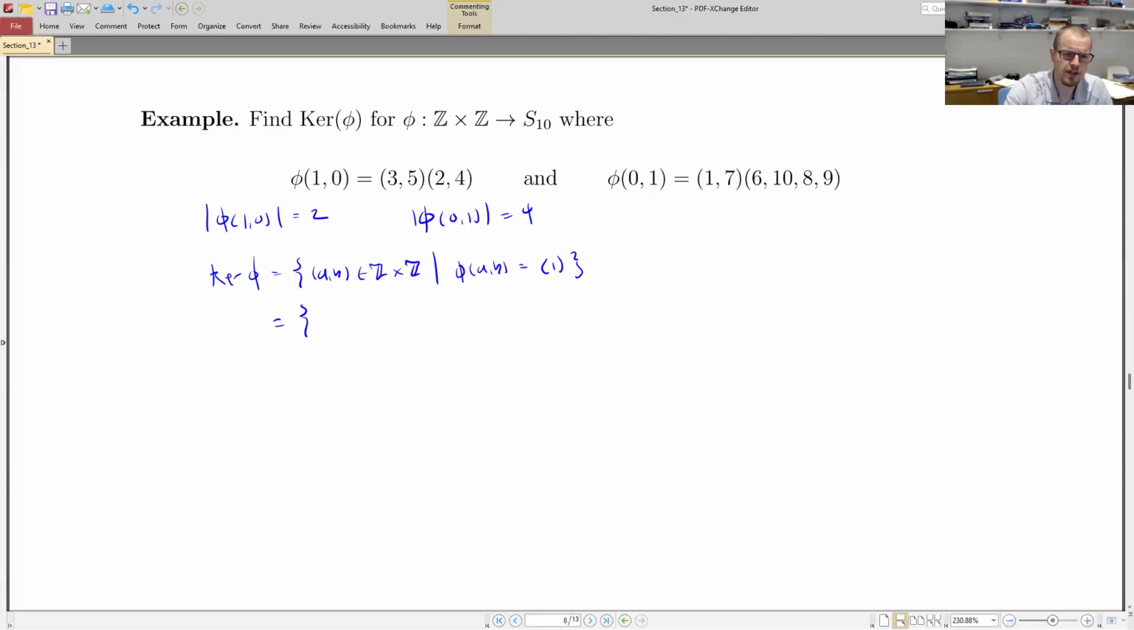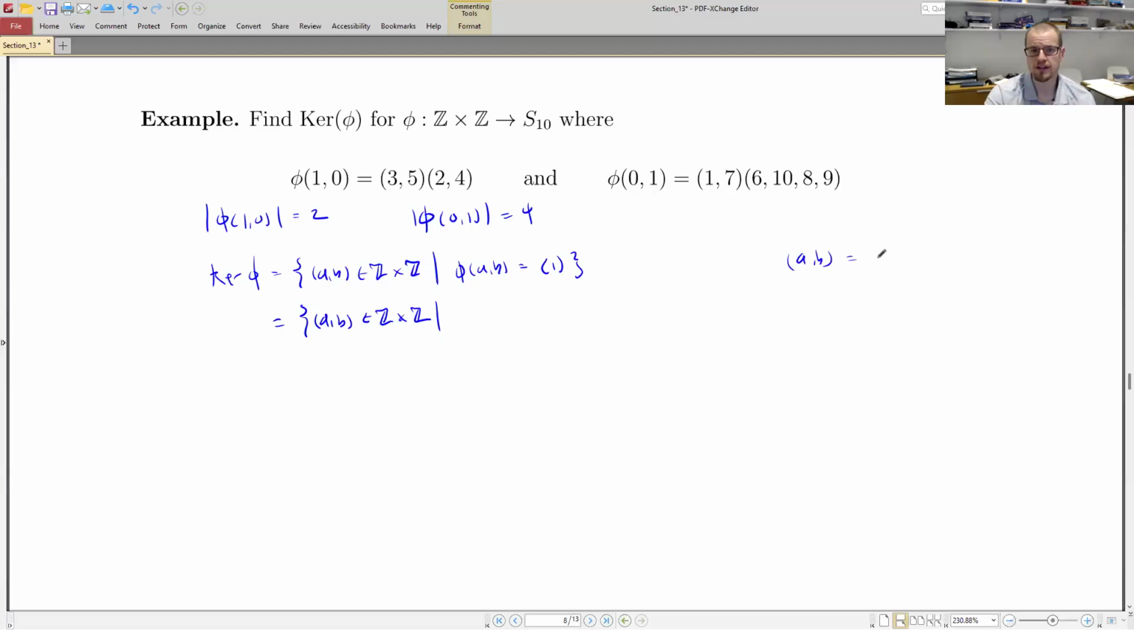So let's start working through what it looks like to write this in a way that's a little bit more enlightening. So how can I rewrite this? Well, here is where we need to be very careful. What we're going to recognize is that (1,0) and (0,1) are the generators of Z cross Z. What they map to are disjoint. And since they're disjoint cycles, they commute. So we actually get a nice commutativity here.